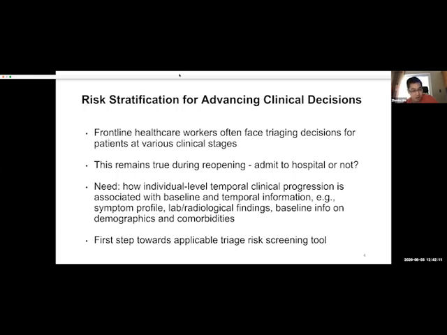Currently I'm not clear about that, but I think there are lots of decisions regarding how to deal with new cases. And what's needed is individual-level, temporal information about clinical progression and how it is associated with baseline and dynamic information. These are the first steps towards creating the tool and hopefully integrating it in the electronic medical records system, so that the doctors who are making decisions will have access to these risk prediction tools at the bedside. It's not to replace their own judgment, but to facilitate their clinical decisions. So next slide, please.